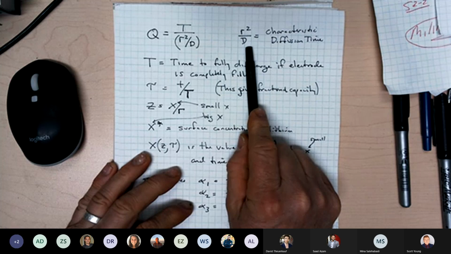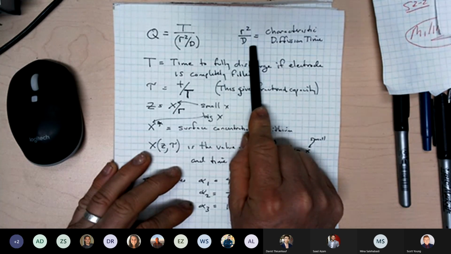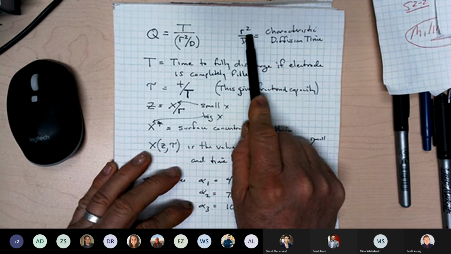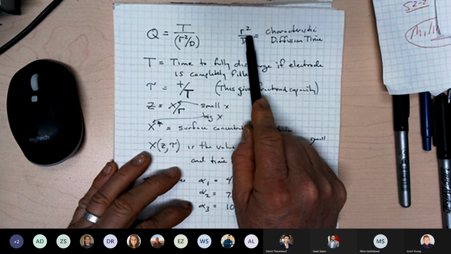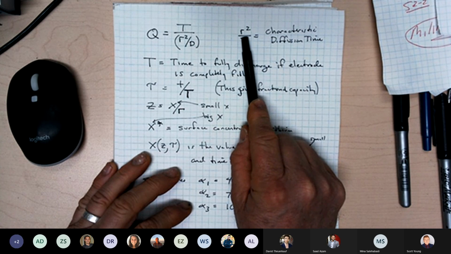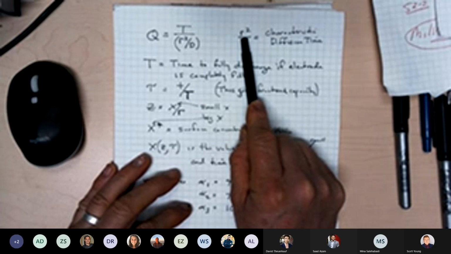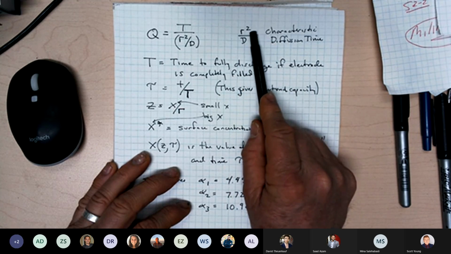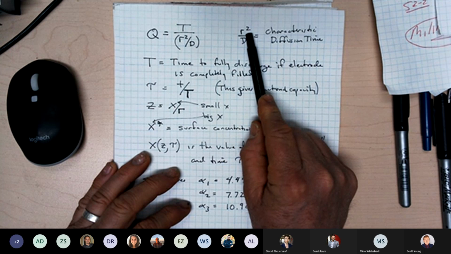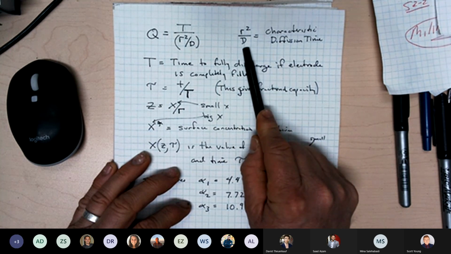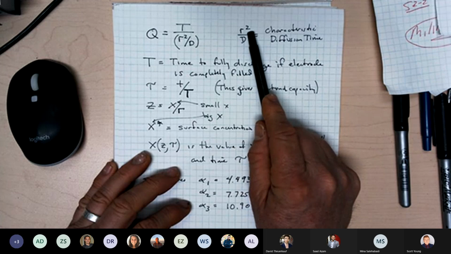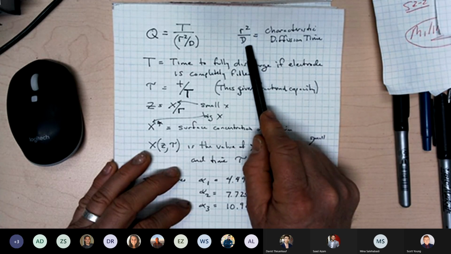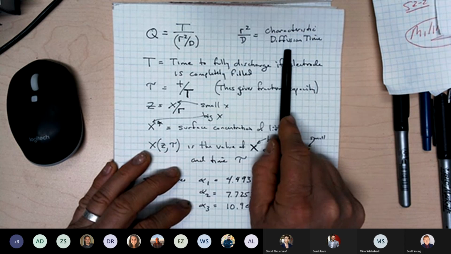So first I want to talk about R squared over D. R is the diameter of a spherical particle, the diameter of a cylindrical rod, or the total thickness of a plane of a slab that the lithium's intercalating into. And D is the diffusion constant. So if R has dimensions of centimeters and D has dimensions of centimeters squared per second, this R squared over D has units of seconds. And this is the characteristic diffusion time.